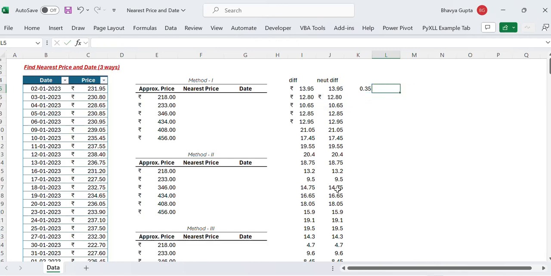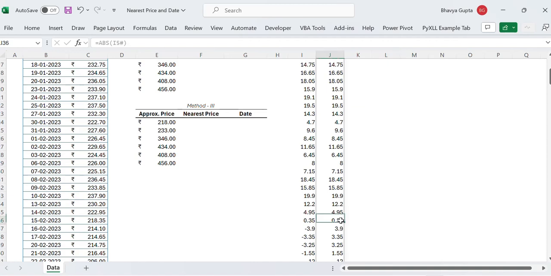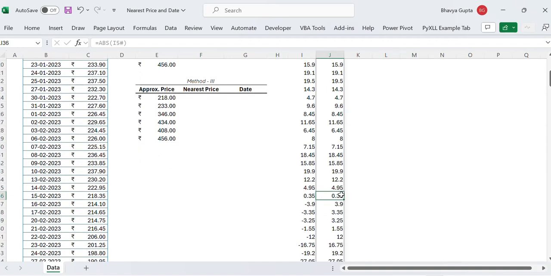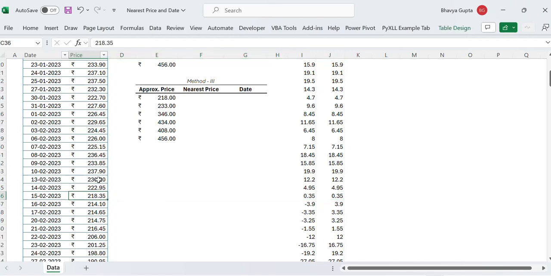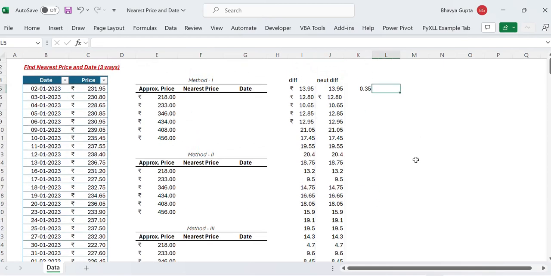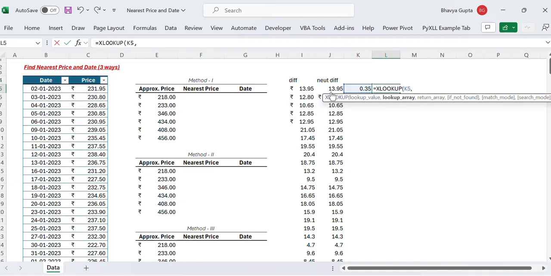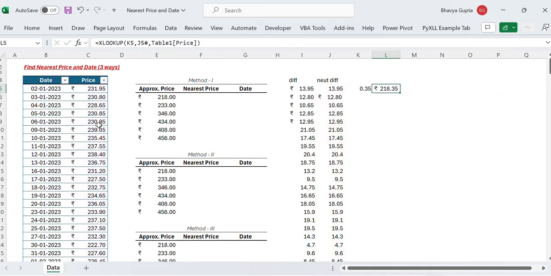If we manually look up 0.35 and try to locate that, this is the minimum difference, the minimum absolute difference. And if we see, we have 218.35 here, right? So that means our difference was on the upside, and we have to return this value, 218.35, in return. So what we can do is use XLOOKUP now. XLOOKUP, look up this difference. Where do we have to look up? We have to look up here and get in return the corresponding price here. If we press enter, we get the desired result, that is 218.35. This is on the upside.